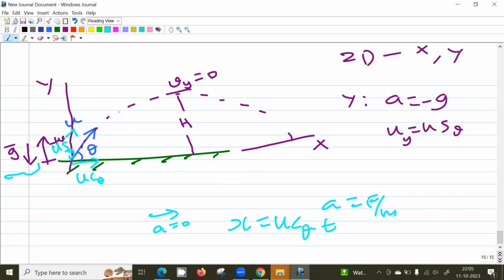So the horizontal component of u is the same everywhere. It will not change. But the vertical component of the velocity will keep on decreasing because something is pulling it down. Initially it's u sin theta, and it will keep on decreasing. At the maximum point, the vertical component will become 0. After that, the direction will be downwards. So when it hits the ground, it will be a downward velocity.